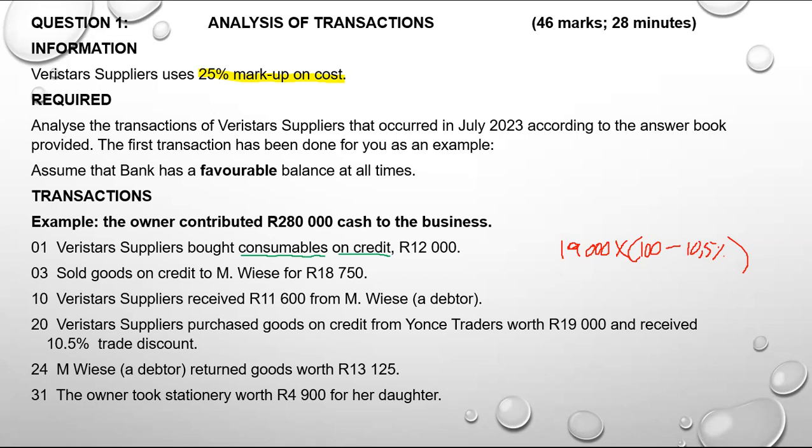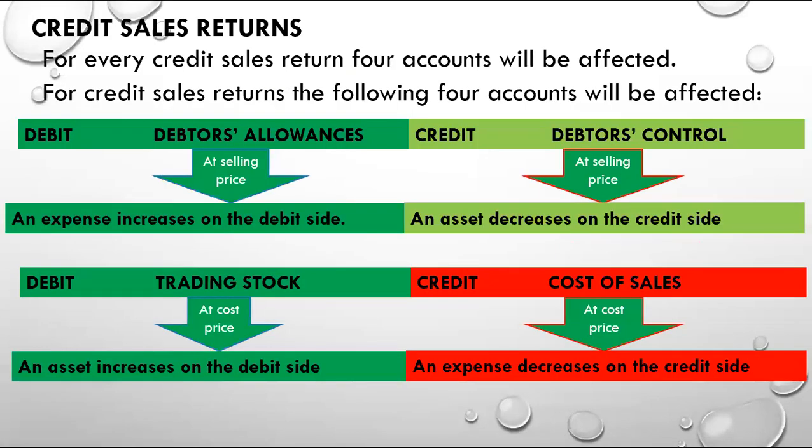And how many accounts are affected when goods are returned? There are 4 accounts. So we know that debtors allowances and debtors control will be recorded at 13,125, because that is the selling price. These two are recorded at selling price.